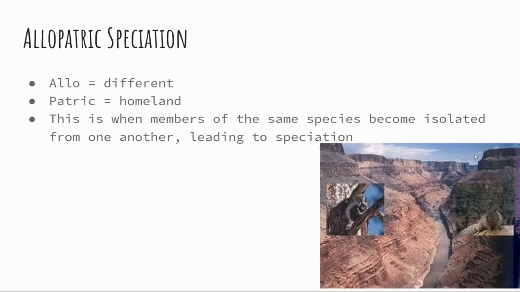Allopatric speciation, breaking the word down, allo means different, patric means homeland. And so this is when members of the same species become isolated for whatever reason from one another, which is going to lead to speciation. This can happen, as you see in the picture here, as a new, say, river is formed over time. Something is causing a population to become split, and they're isolated from one another, and they will begin to drift away from one another as far as traits are concerned.